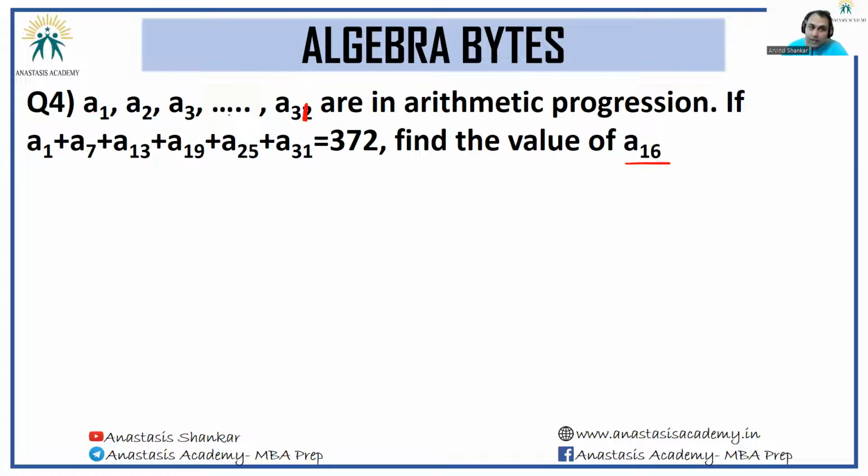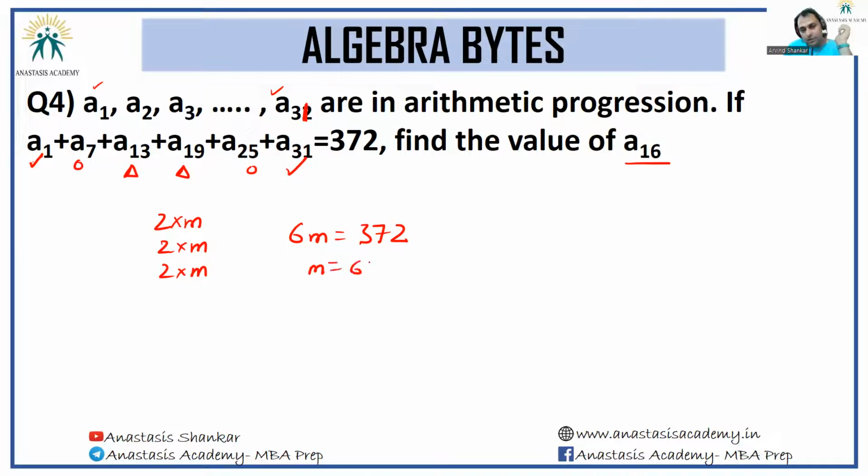Now see, A1 and A31, the 2 extremities, add up to give me 2 times the middle term. These 2 give me 2 times the middle term. These 2 give me 2 times the middle term. So 6 times the middle term is equal to 372, or the middle term is equal to 62, which should be the answer here. The middle term here has to be (1 plus 31) by 2. A16 is the middle term, and that is how all of this will work.